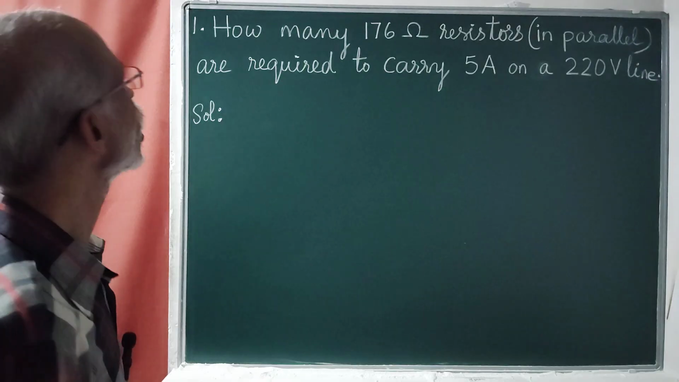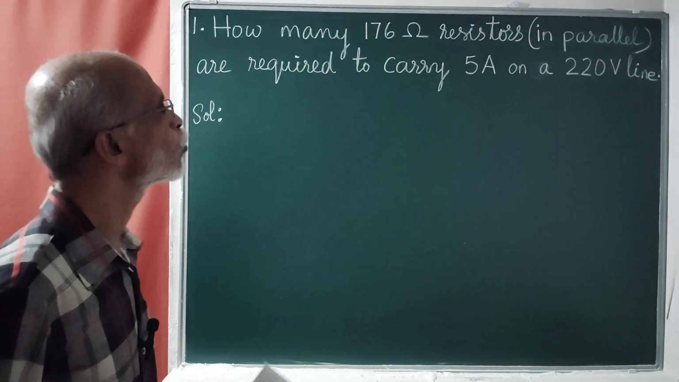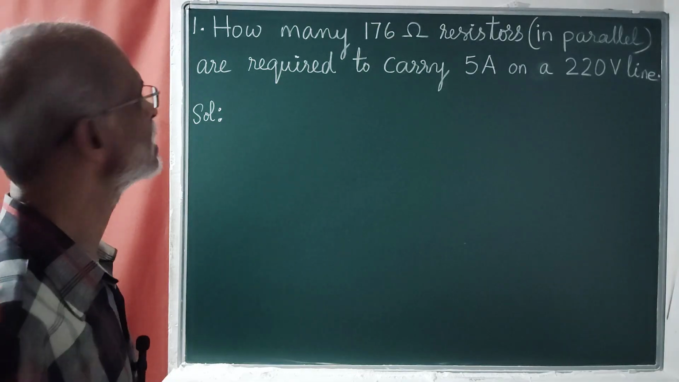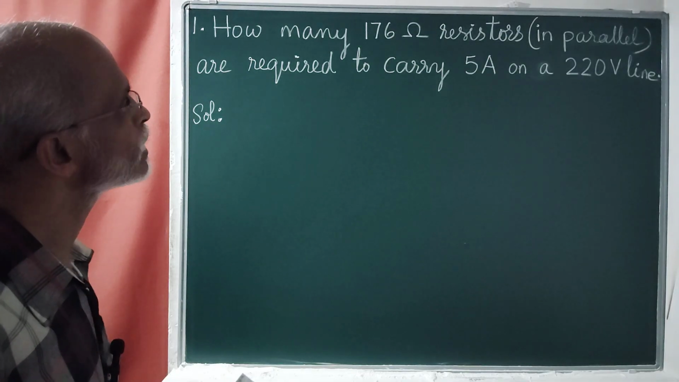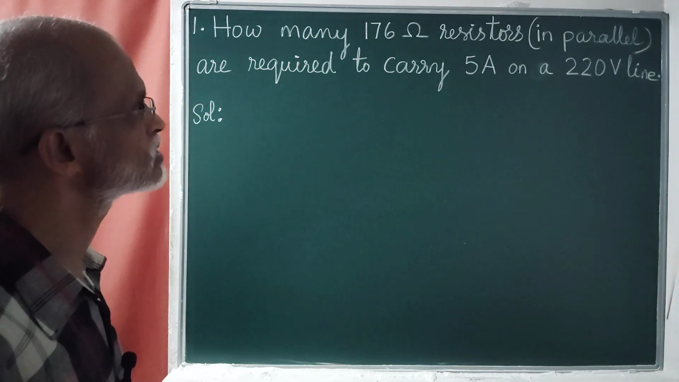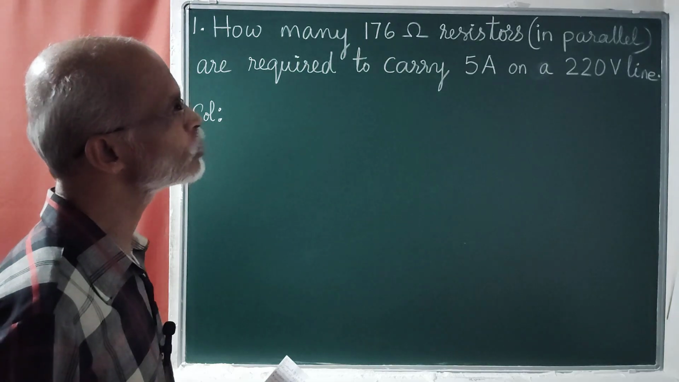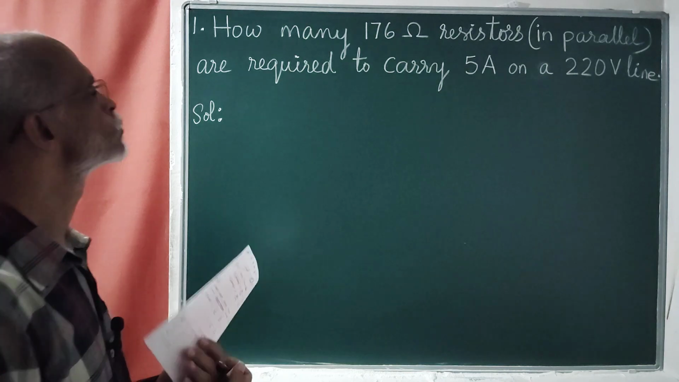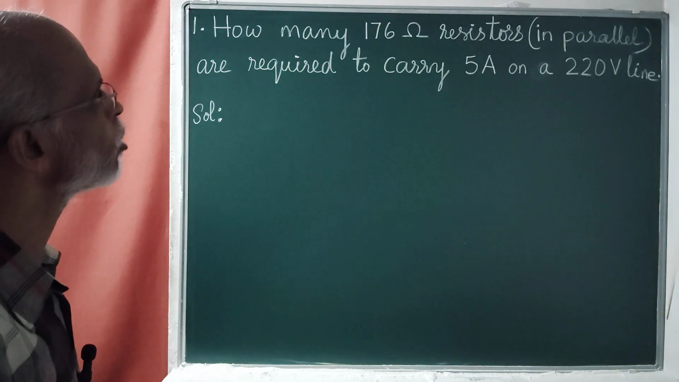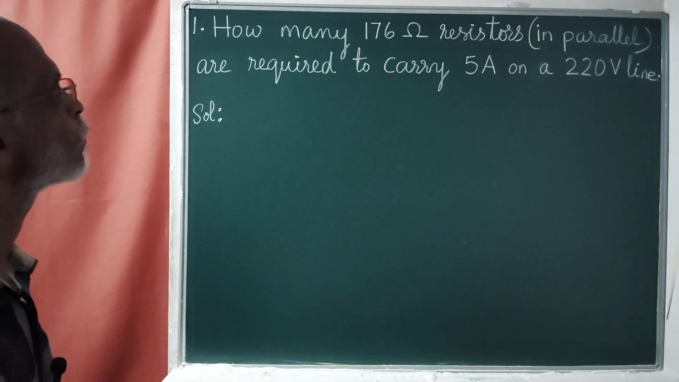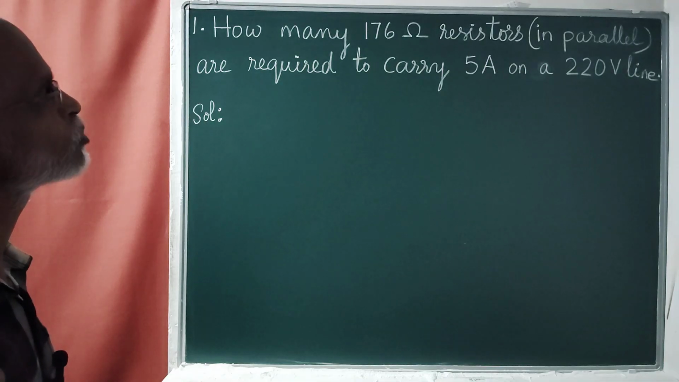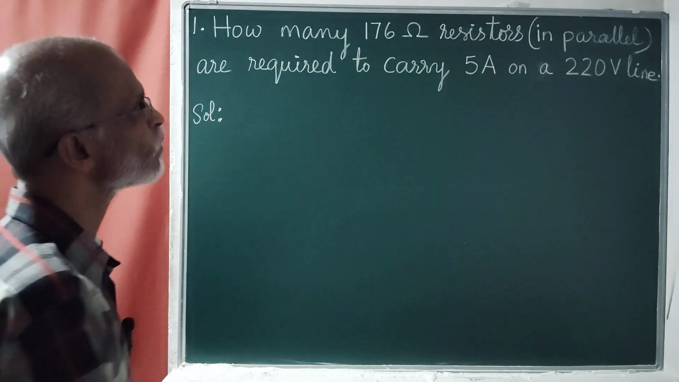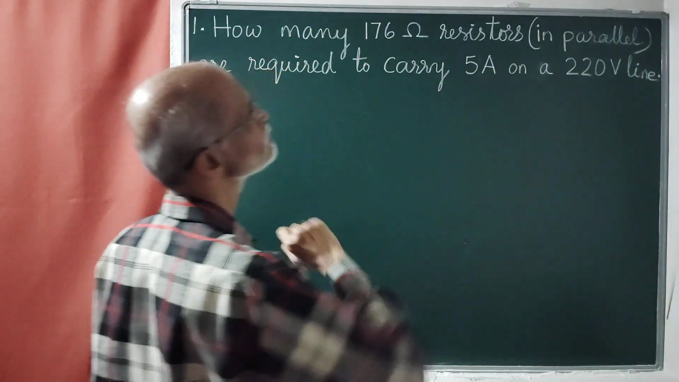Question says, how many 176 ohm resistors in parallel are required to carry 5 amperes on a 220 volt line? You have to find out how many resistors of 176 ohms have to be connected to the circuit so that 5 amps of current flows through it.